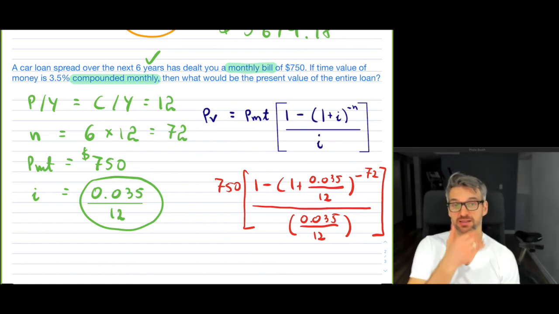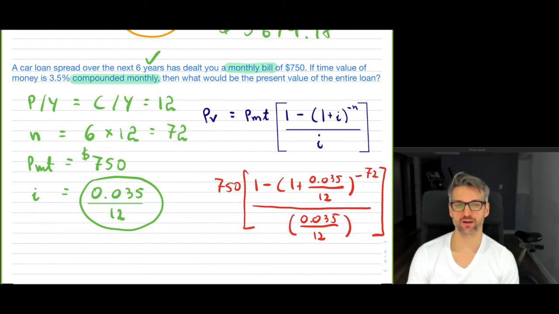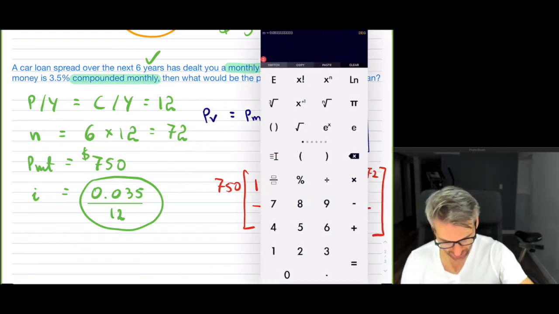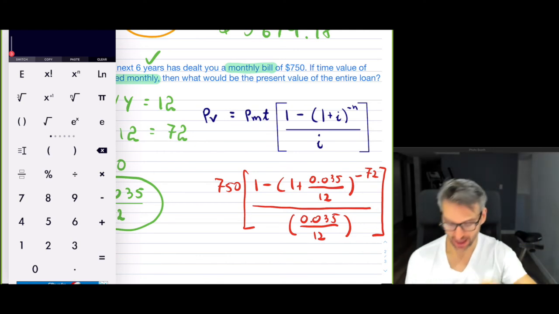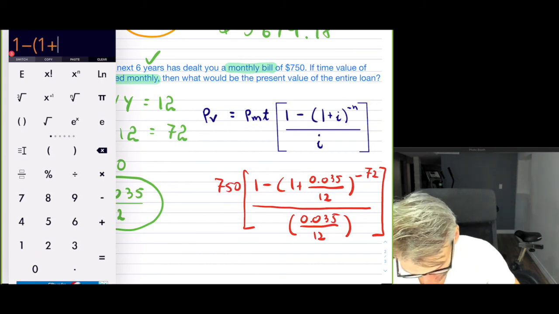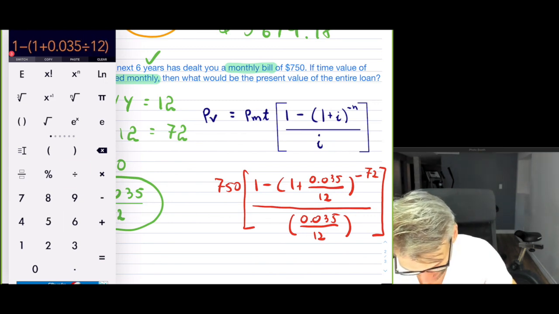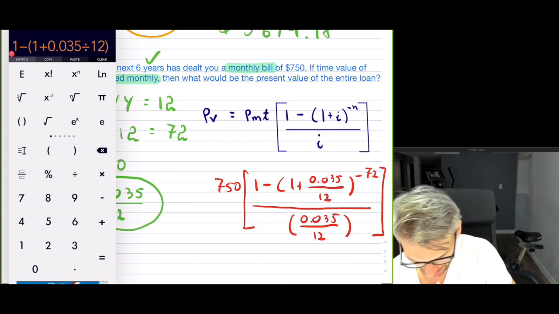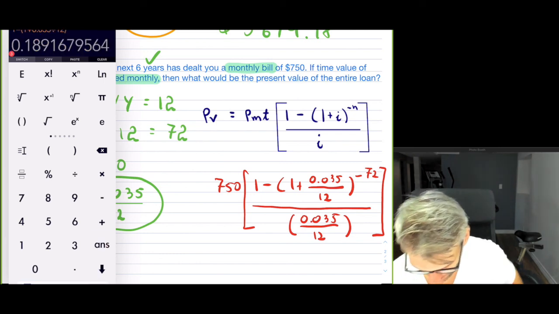That's why using the business calculators is better, and I hope people watch that video so you can input this and just get an answer right off. With a scientific calculator, it becomes a little annoying like in the previous cases. So what do we have? We start with the numerator again: 1 minus, open bracket, 1 plus 0.035 divided by 12, close bracket, to the power of negative 72, and I'm going to hit equals.